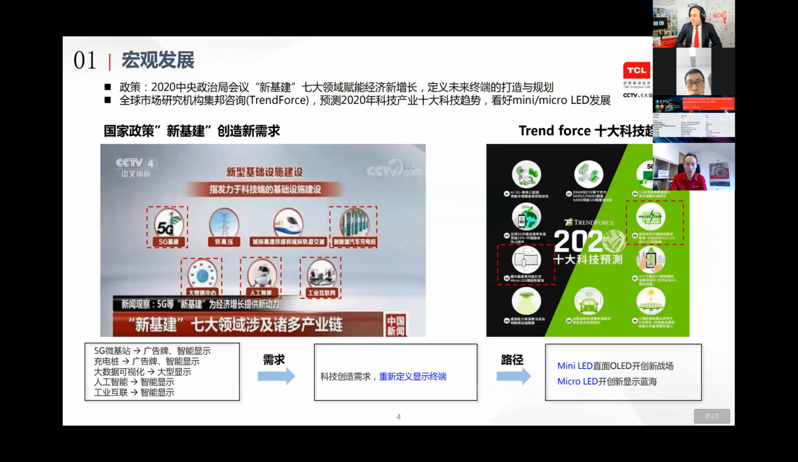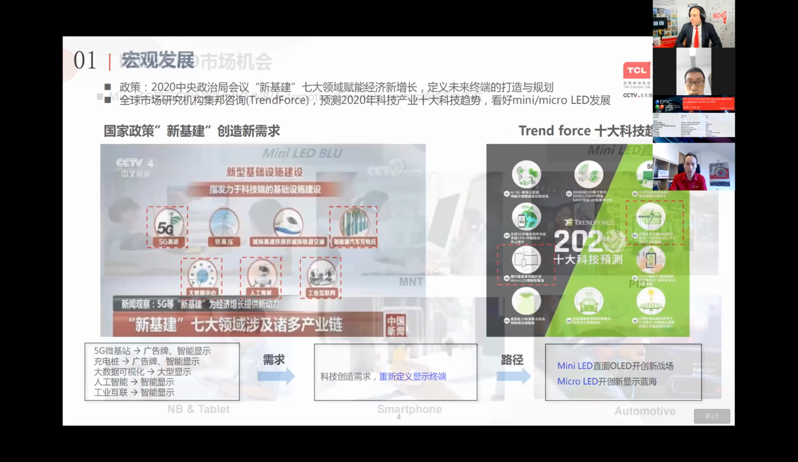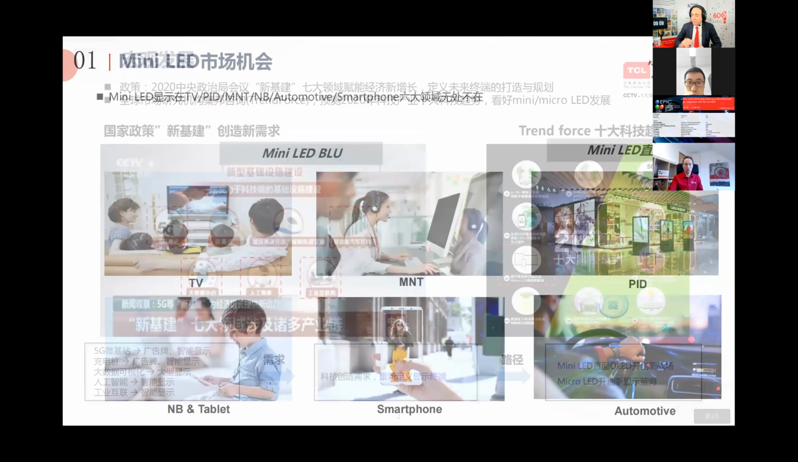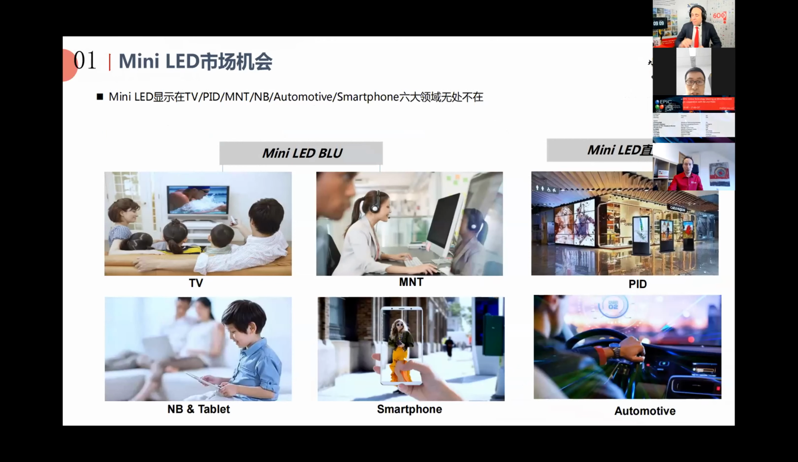Next slide. So here you could see the market opportunities of mini LED. Actually, the mini LED market has 2 parts. One is the backlight, mini LED BLU, and the second is mini LED direct display. For the backlight, we cover TV, monitor, tablets, mobiles. So we could see the BLU covers the whole range of sizes. Direct display covers 2 important parts. One is PID, the commercial market, and the second is the automotive market. So we believe there are a lot of market opportunities for mini LED BLU and mini LED direct display.